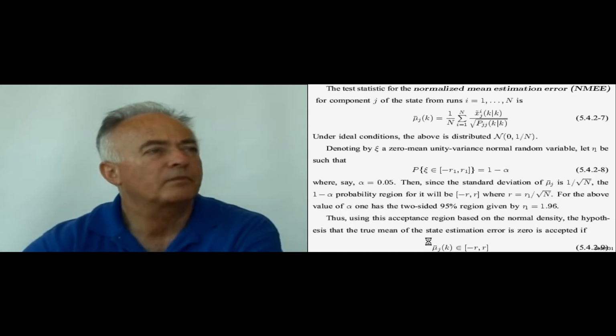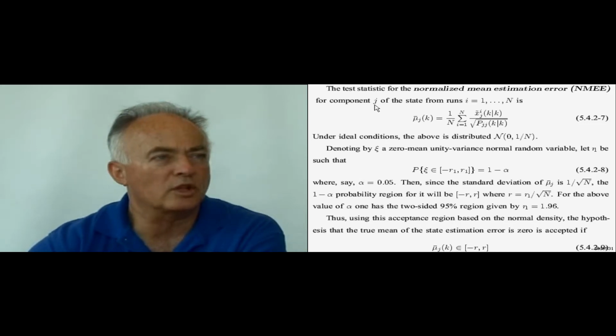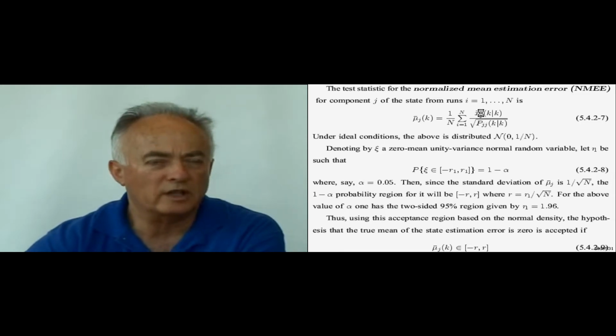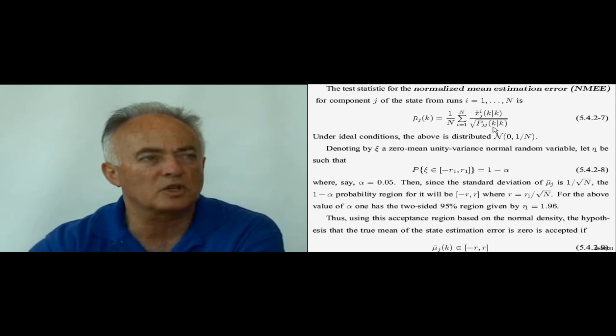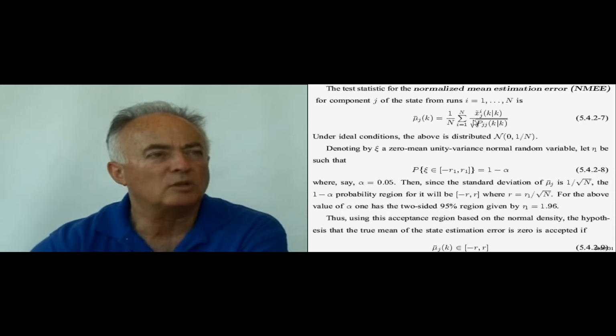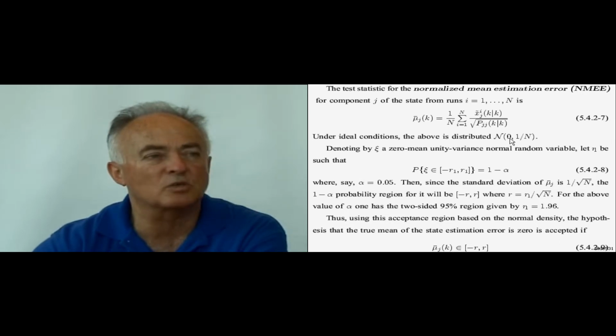And here is the test. The test statistic for the normalized mean estimation error, NMEE, for the jth component of the state from n runs, will be 1 over n, sum i from 1 to n of x tilde i, the error vector in run i, sub j, that's component j, k given k, divided by the square root of the corresponding variance Pjj, so divide by the standard deviation. And because this is Gaussian with zero mean unity variance, you take n such independent variables, add them up, divide by n, the result will be, under ideal conditions, mean 0 and variance 1 over n.